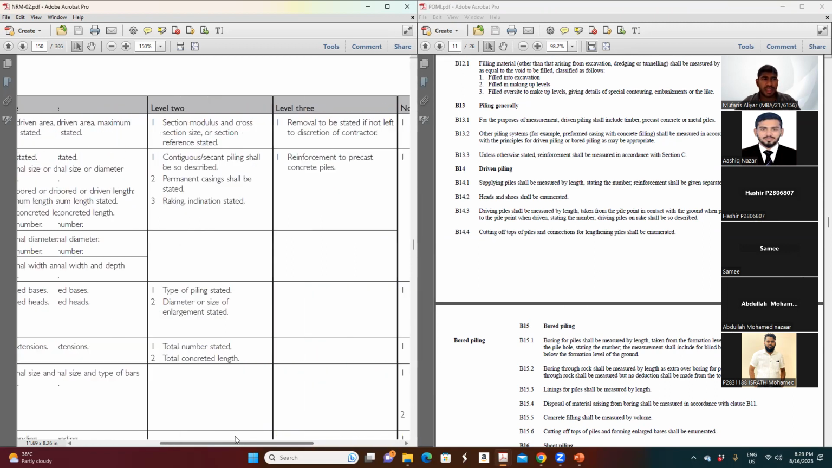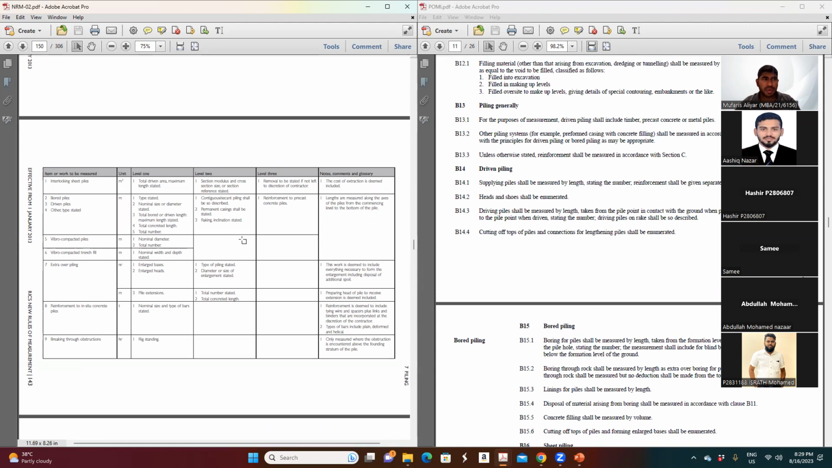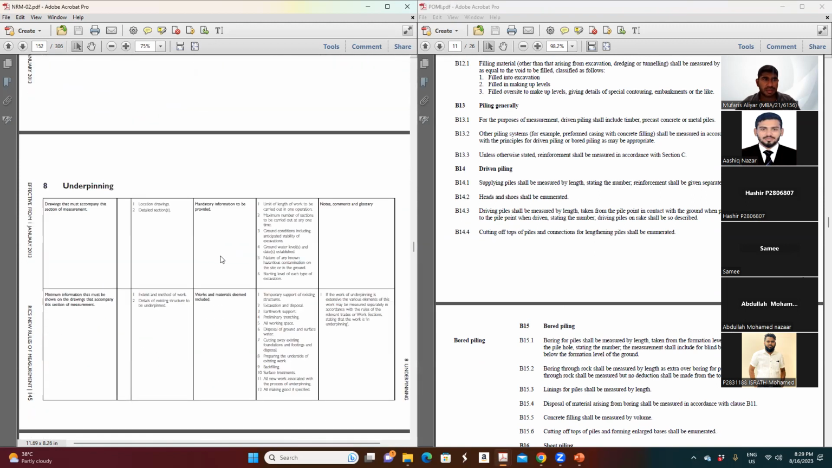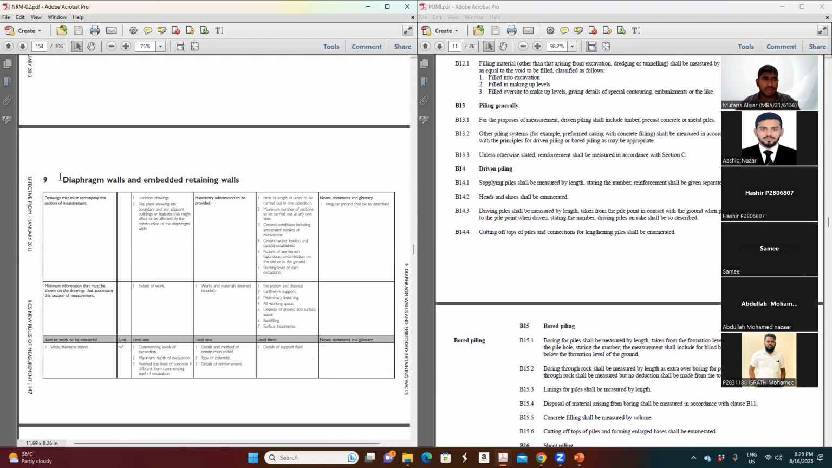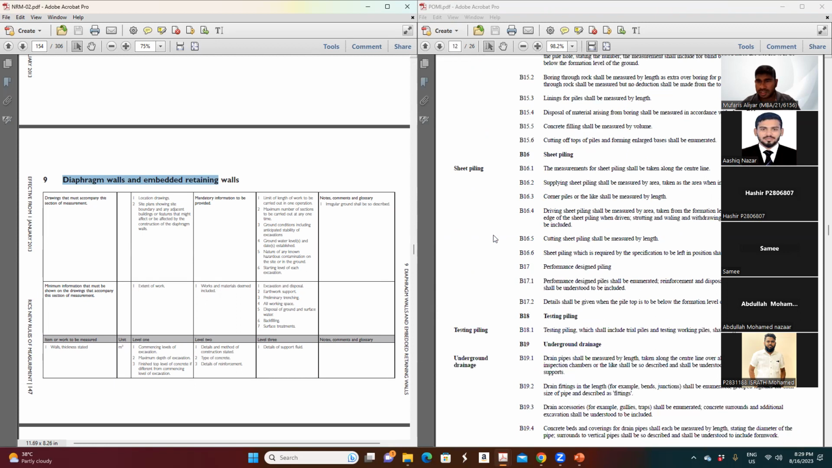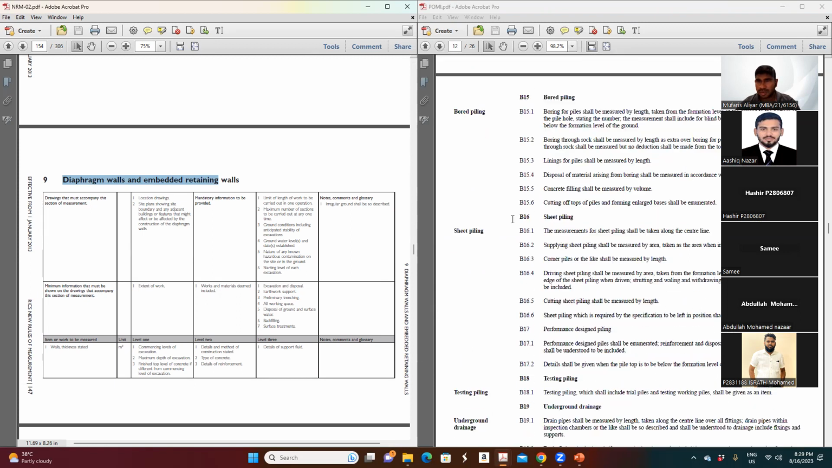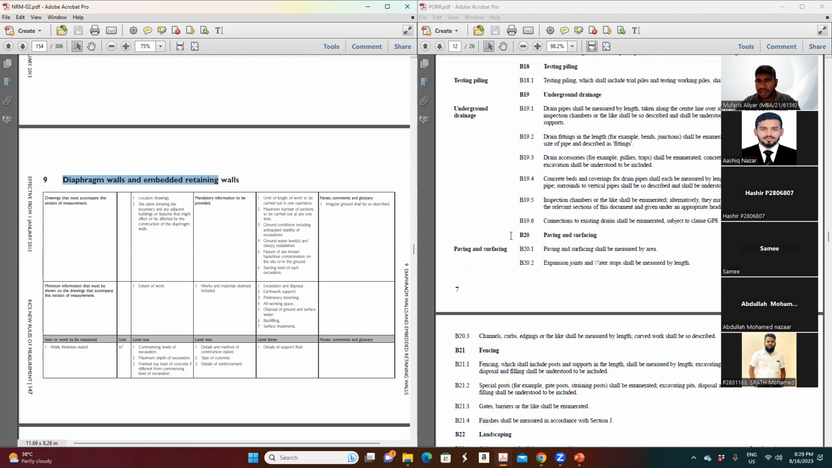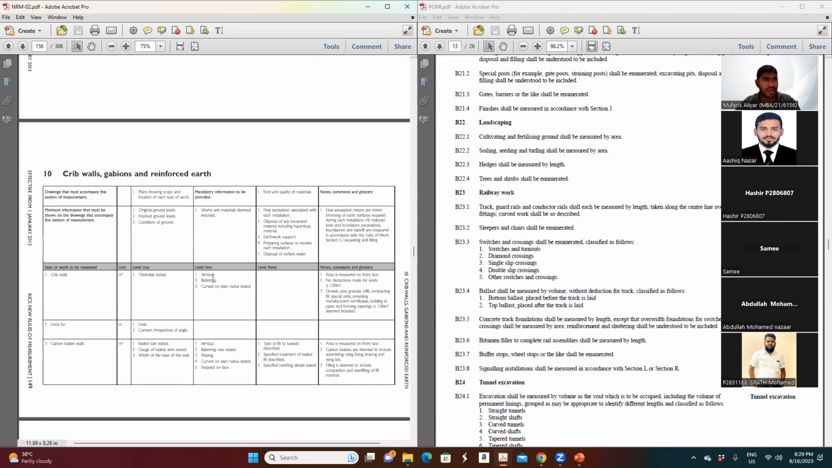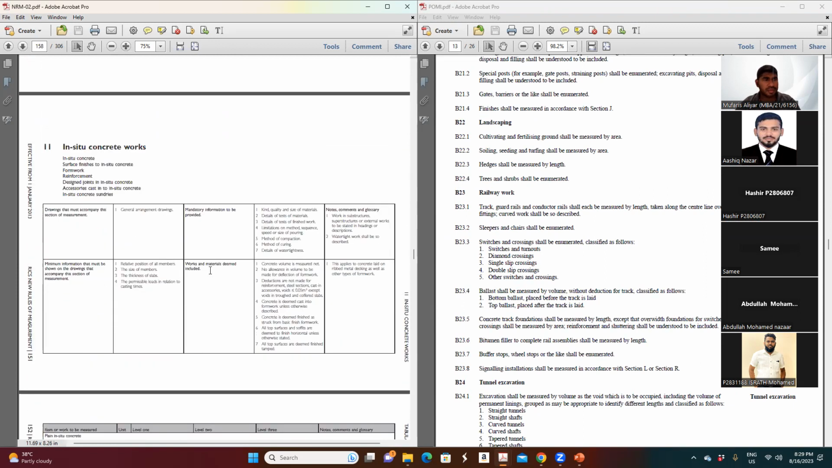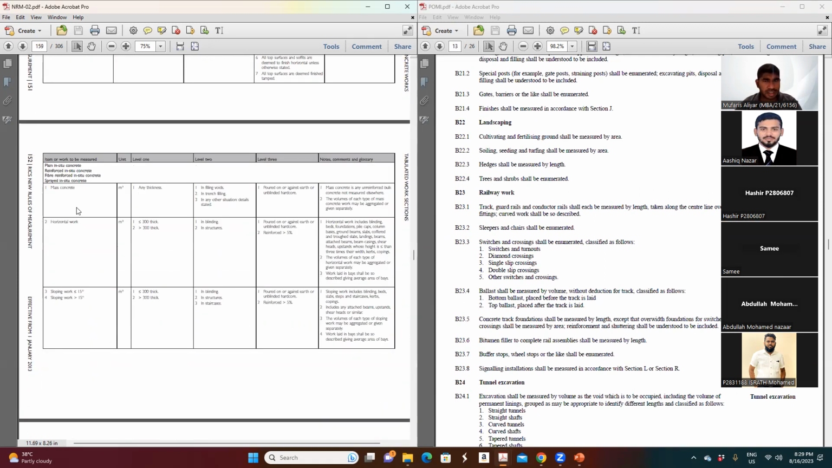I will not spend much time on piling because last class we saw piling, underpinning, and diaphragm walls. This is very important. I think this will not talk about diaphragm walls here. They call it bored piling, sheet piling, paving, fencing, landscaping. Okay, I want to go to concrete. Yes, the concrete is here.